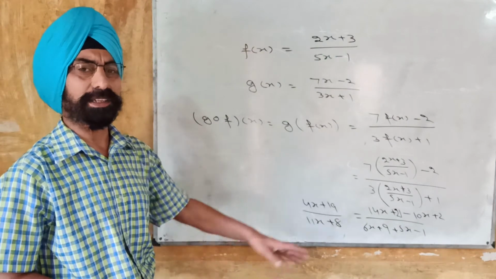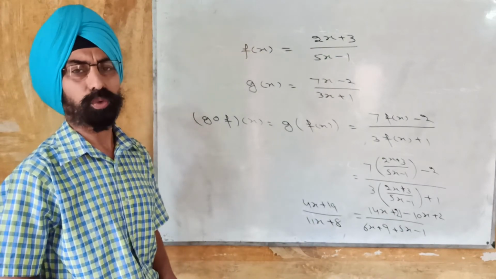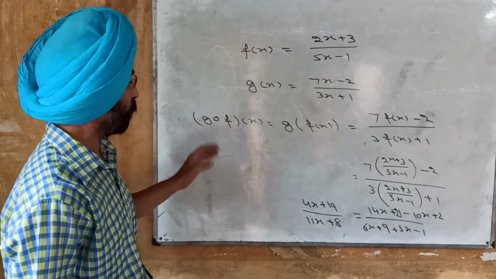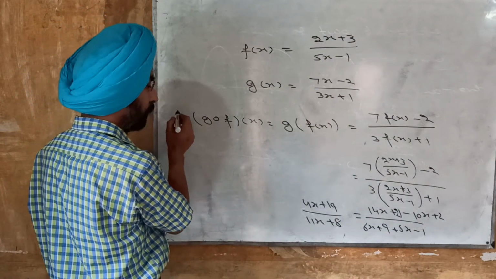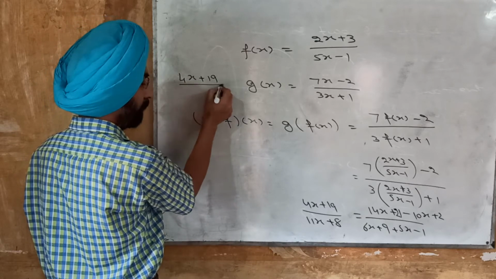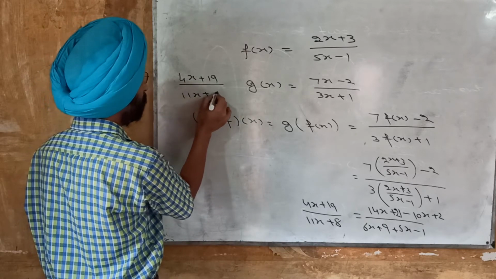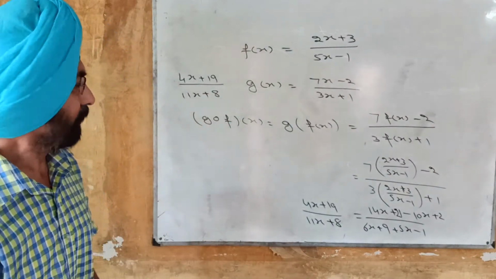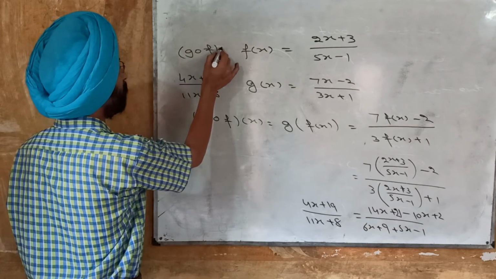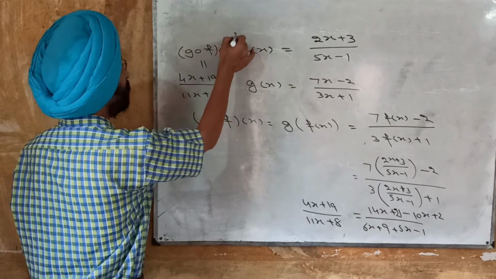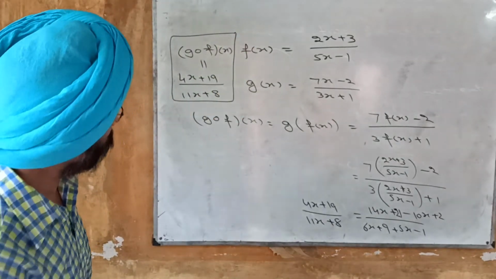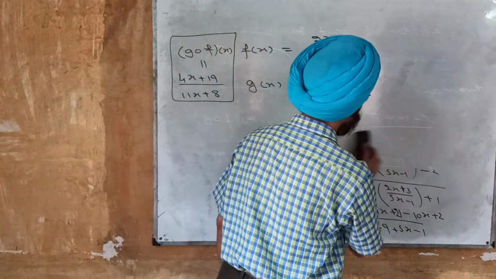Why I have calculated this, you will get to know soon. So this function f composite g of x is coming to be (4x plus 19) over (11x plus 8). This is your f composite g of x. This is your function f composite g. Now look at what is g composite f.